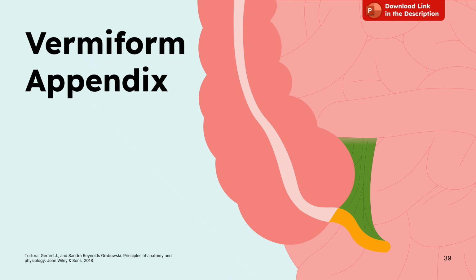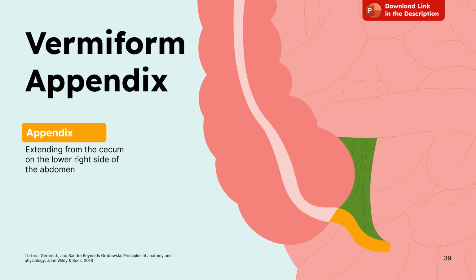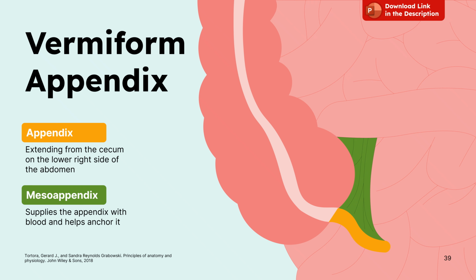The vermiform appendix, commonly referred to as the appendix, is a small, tube-like structure extending from the cecum on the lower right side of the abdomen. It is connected to the ileum by a fold of mesentery known as the mesoappendix, which supplies the appendix with blood and helps anchor it within the abdominal cavity.